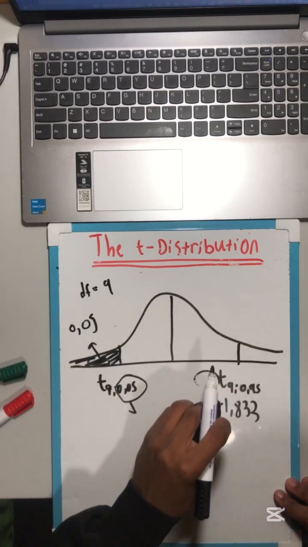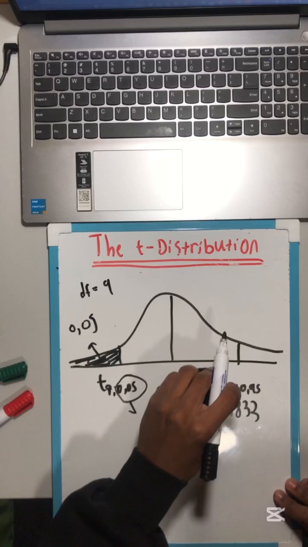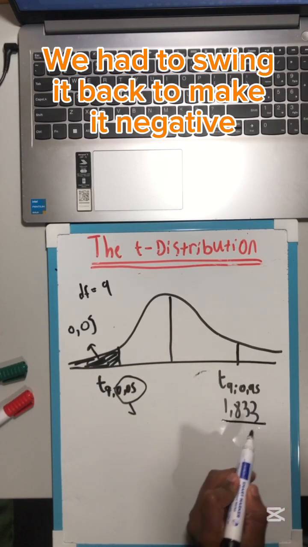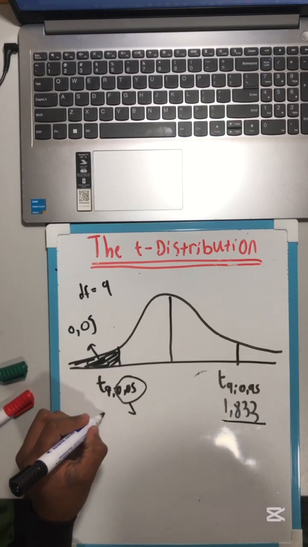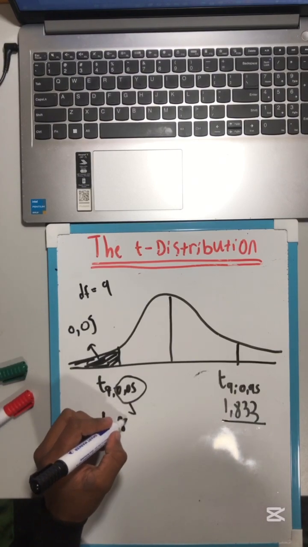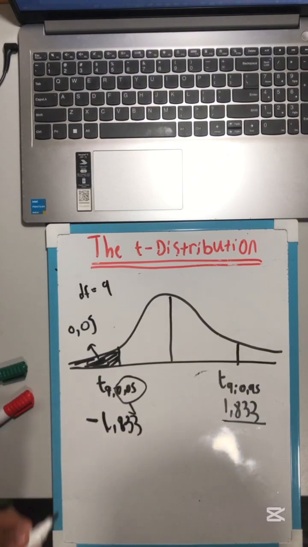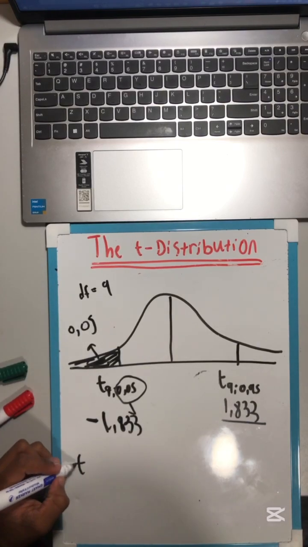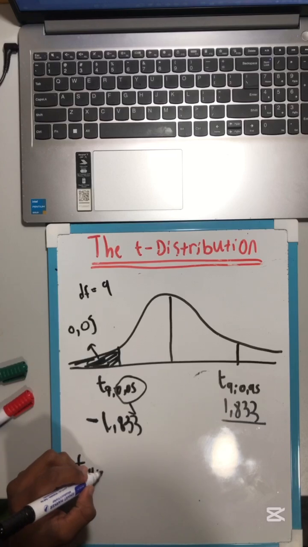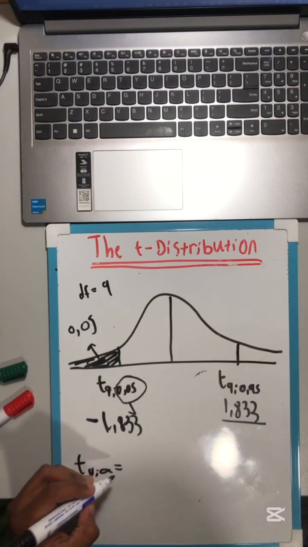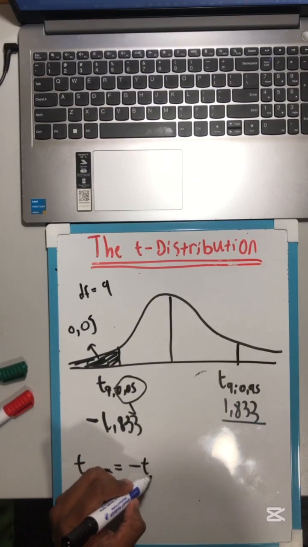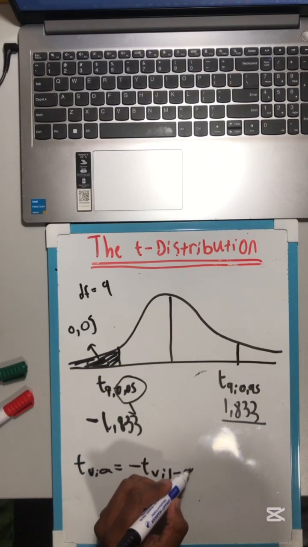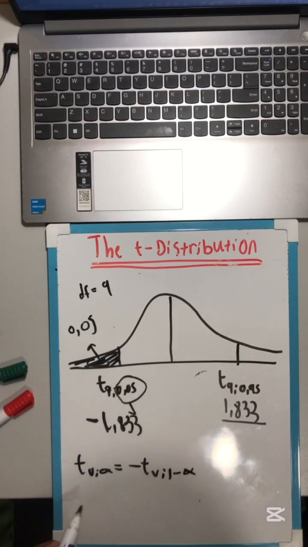Noma ngithi i-negative sign ngifake la, ngizofike ngibheke ingapha ibe kanje 1,833, and then bese ngibuyisela ngalena kuzomela ngiyenze ibe negative kube 1,833 or negative, just due to symmetry. So ngamanye amazwi uT with V degrees of freedom and alpha uyalingana the negative version of uT with V degrees of freedom and a level of significance ka 1 minus alpha.